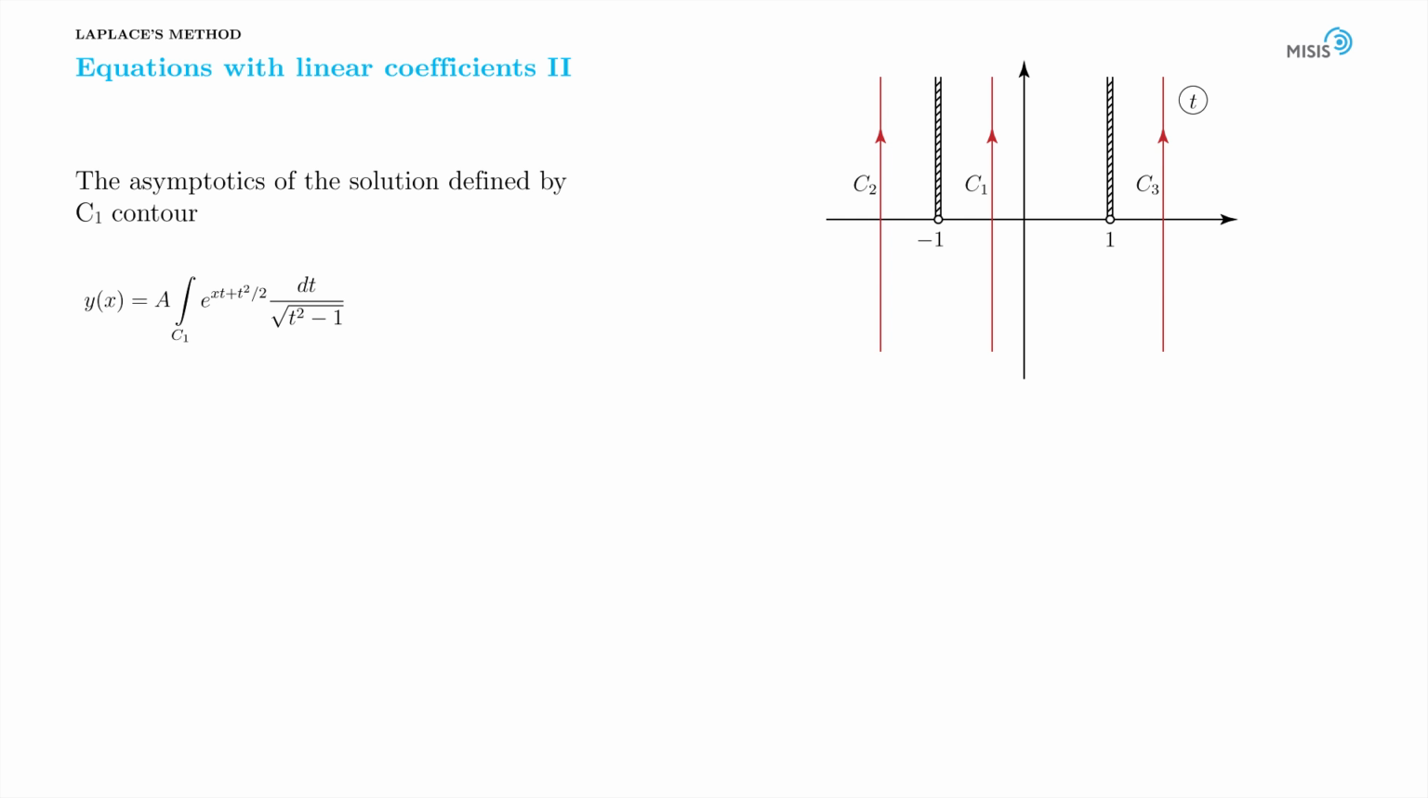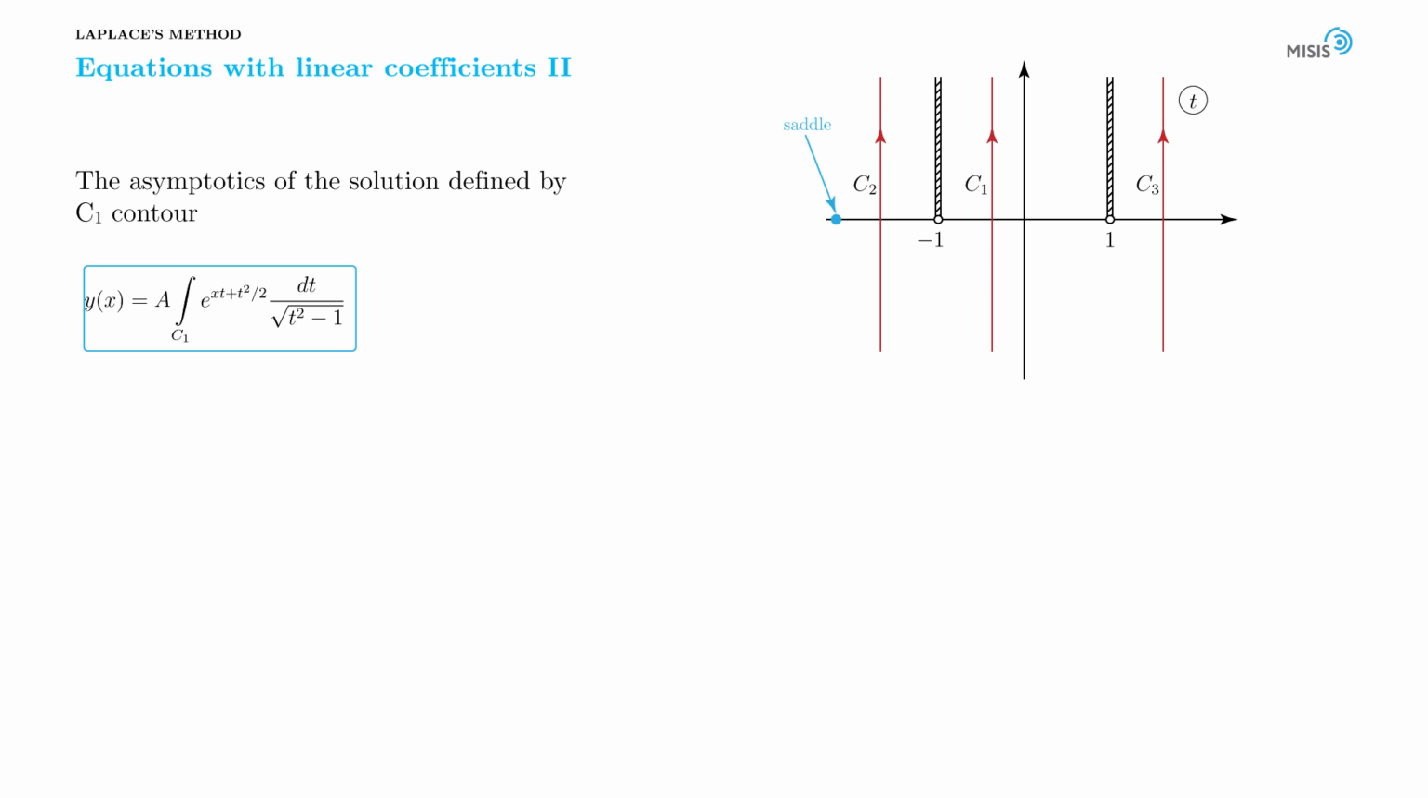Before we address the behavior of the same solution at large negative x, for pedagogical reasons, it's more instructive to investigate the asymptotics of the solution given by the contour C1 at large positive x. So here is the solution in question. Of course it has the identical form, but due to the different placement of the contour, it will have completely different asymptotic behavior. It may be already seen from the position of the saddle.